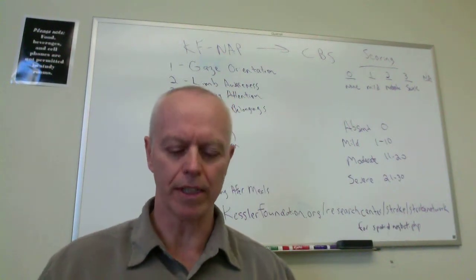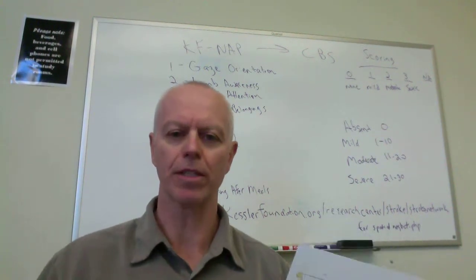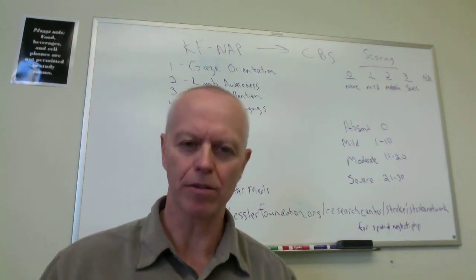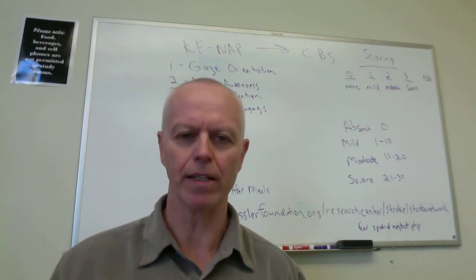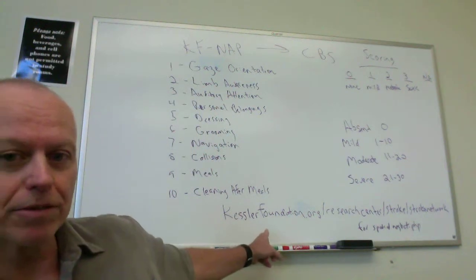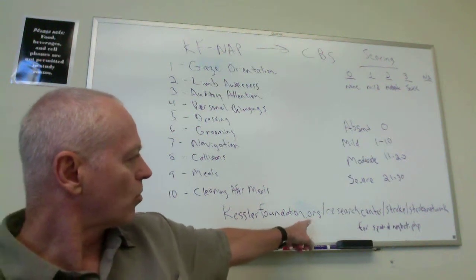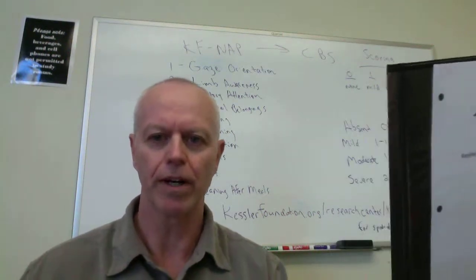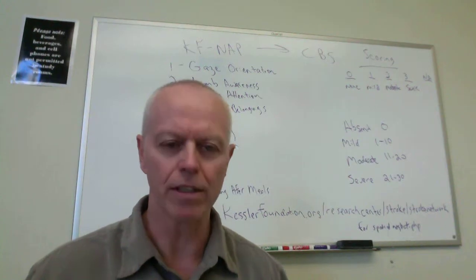So the Kessler Foundation neglect assessment process is a method that describes how to administer the Bergego scale. And it's available through the Kessler Foundation Research Center. If you go to this website, kesslerfoundation.org, Research Center, you can find this online. The scoring sheet looks something like this.